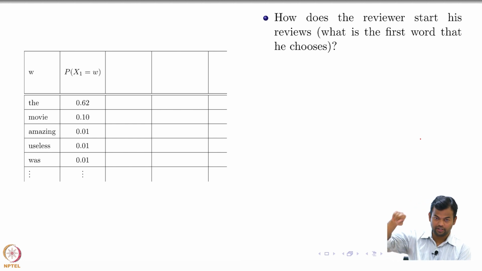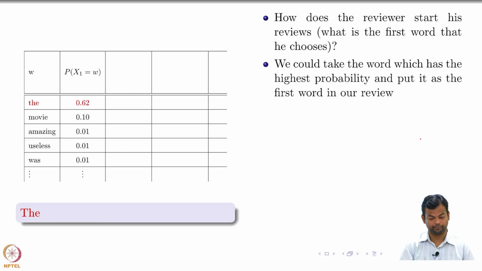For all the first words, you have this table P of x1 equal to W. So you know the probability of choosing each of the 50 words in your vocabulary. You have assumed that your vocabulary is only 50 words. For each of these 50 words, you know the probability of x1 equal to the, x1 equal to movie, and so on. So just pick the one word which is the most likely word that the reviewer is going to use as the first word. So what's that word? Maybe the. Okay, so start writing the.